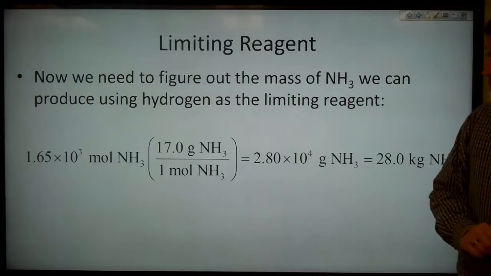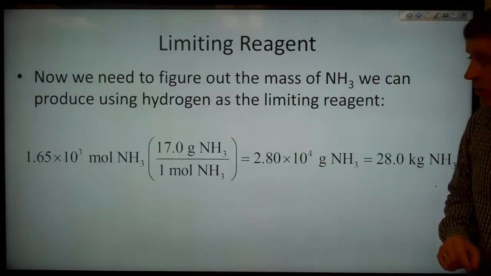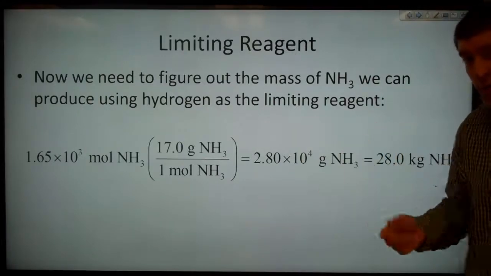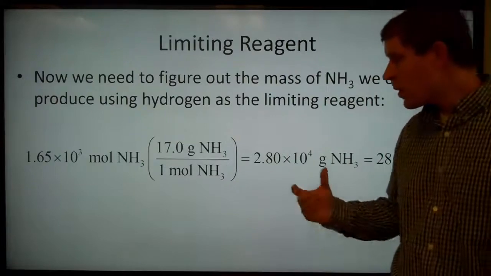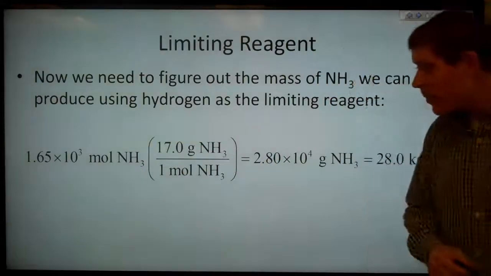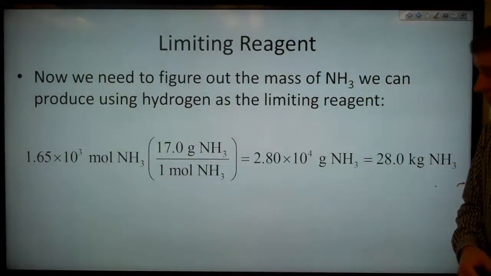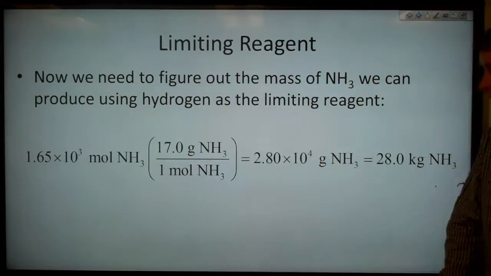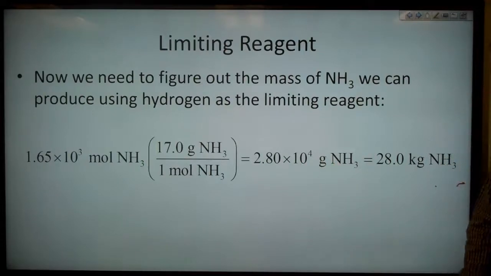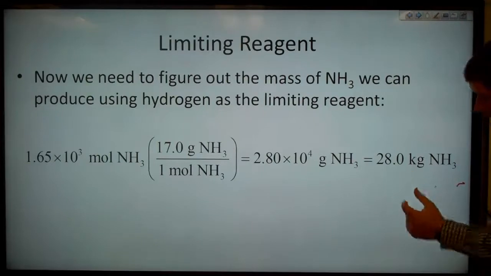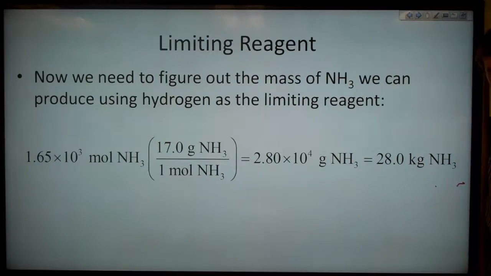We know that we're going to produce 1.65 times 10 to the 3 moles of ammonia. We're assuming that all of it is reacting, so we have no hydrogen left over. We know that the molar mass of ammonia is 17.0 grams per mole, which means that we'll end up with 2.80 times 10 to the 4 grams of ammonia, which is 28.0 kilograms of ammonia.